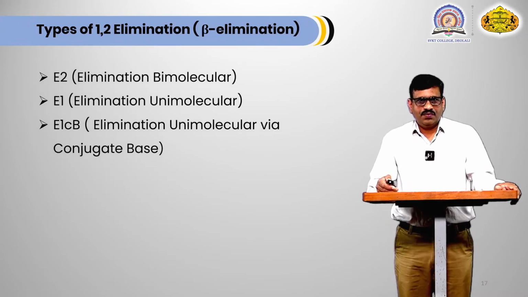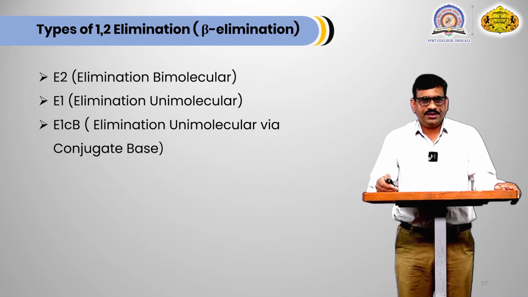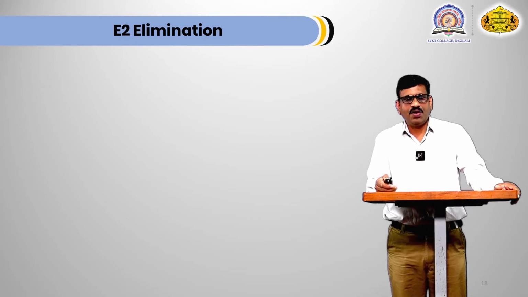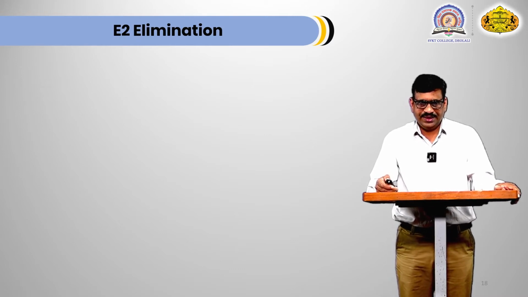Types of 1,2 elimination reaction or beta elimination reaction. There are three major types of 1,2 elimination reaction: E2 elimination, also called bimolecular elimination; E1 elimination, also called unimolecular elimination; and third, E1CB, that is elimination unimolecular via conjugate base. We are going to see the general mechanism of all these three elimination reactions.